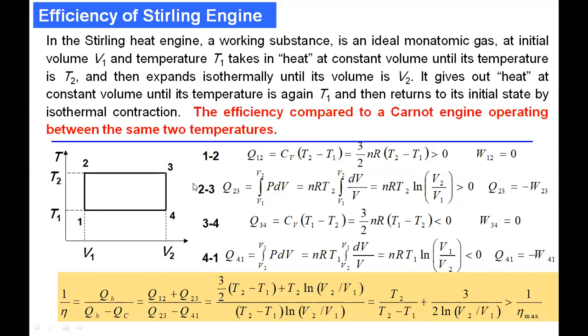Now also from 3 to 4, Q34 equals CV times (T1 minus T2), and this will be less than 0, and the work, because it's constant volume, from 3 to 4 equals 0. As for from 4 to 1, Q41 is the integral from V2 to V1, which will be nRT1 ln(V1/V2), and this is less than 0, and also the Q in this case from 4 to 1 equals minus the work from 4 to 1.